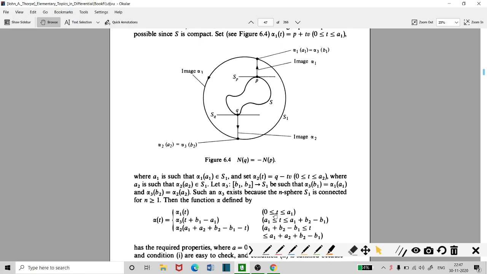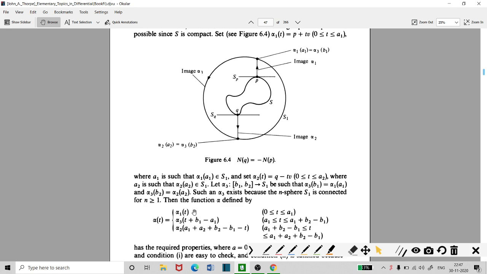Alpha 1 of t for 0 less than or equal to t less than or equal to a1, and from a1 you can define alpha 3. So move along alpha 3, that is alpha 3 of t plus b1 minus a1, from a1 to this point. From this point we use alpha 2 in the reverse direction. So we trace this path of alpha 2 in the reverse direction. That's why here it is minus t. So that is the reverse direction of v. So this constitutes alpha of t.